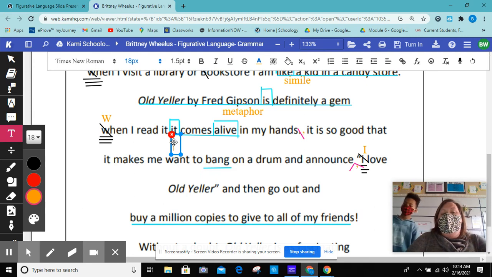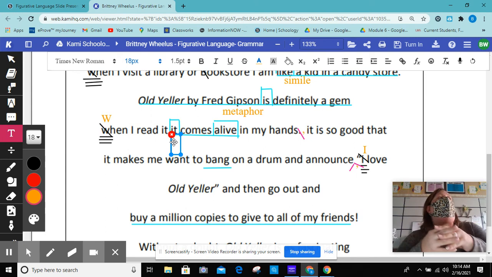When I read it, it comes alive. Okay, we're comparing the book to coming alive. We're giving the book human characteristics. What would be our figurative language here? Personification.